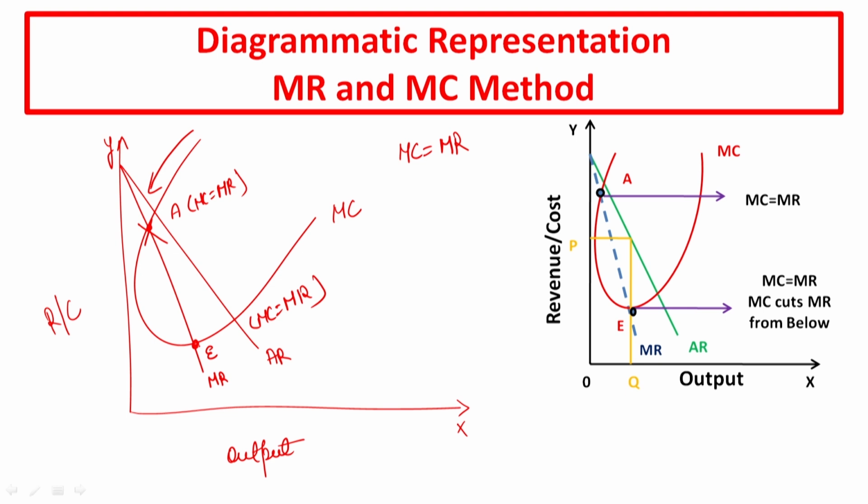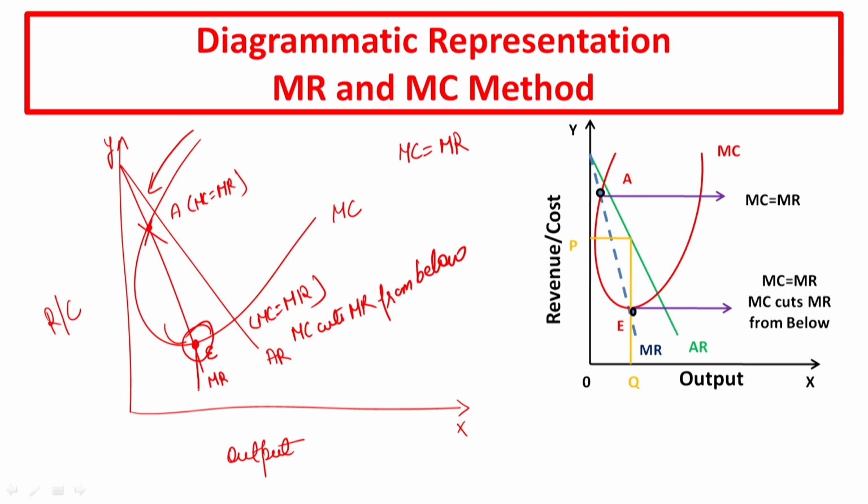At point E, it is cutting from below. That means at point E, the second condition, that is MC cuts MR from below, is satisfied. That means at point E, both conditions are satisfied: MC is equal to MR and MC cuts MR from below.